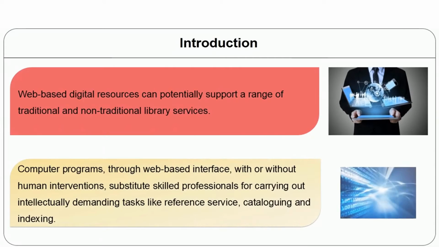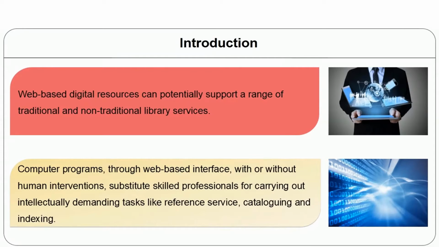Web-based digital resources can potentially support a range of traditional and non-traditional library services. So when we are converting the library into web-based digital sources, many of them can support the traditional services, and there could be more services which we cannot even offer in the traditional library. For a simple example, a digital book can be accessed at the same time by many users sitting in many locations. But if it is a physical book, it is restricted to only one user at a time.